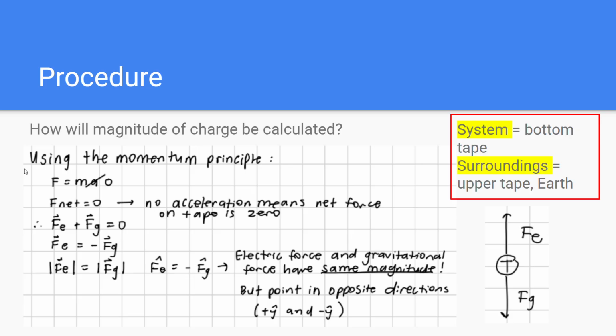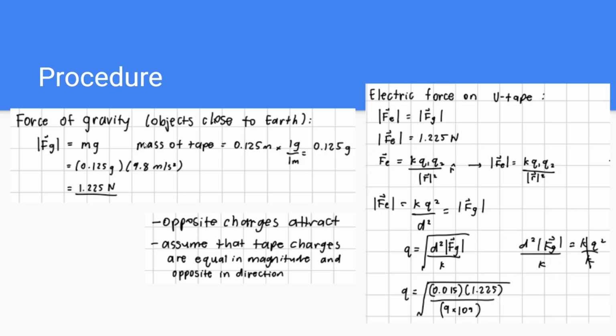These calculations show how we're going to calculate the magnitude of charge. The system is the bottom tape, and the surroundings include the upper tape and the Earth. We're essentially trying to find the force of the top tape on the bottom tape to see how this tape manages to levitate and overcome the force of gravity. Using the momentum principle, we're able to set the gravitational force equal and opposite to the electric force. They have the same magnitude but point in opposite directions.